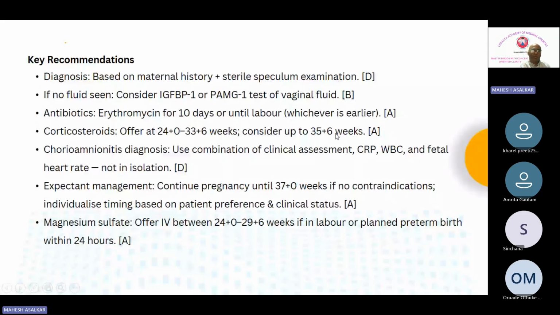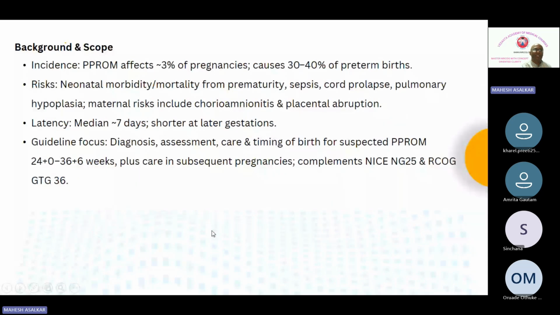Chorioamnionitis is a combination of clinical assessment plus tests. So this all we have seen. And continue pregnancy until 37 weeks if there are no contraindications, with individualized timing based on patient preference. Magnesium sulfate, gestational age between 24 to 29.6. This also we have just seen. So this is going to be the repetition of the previous things.